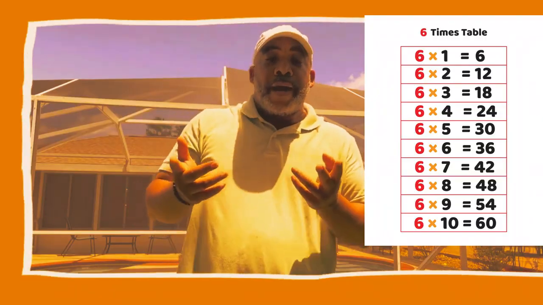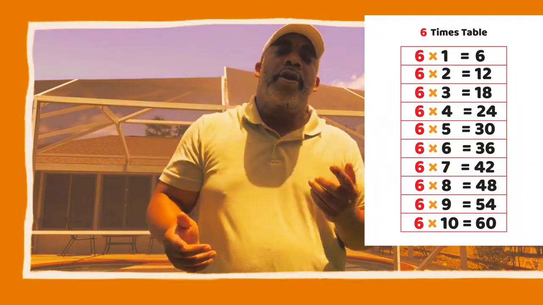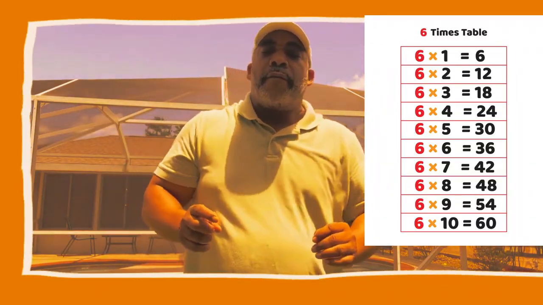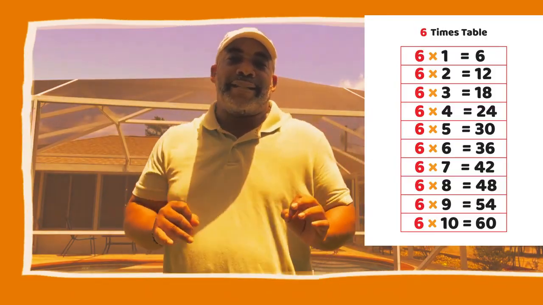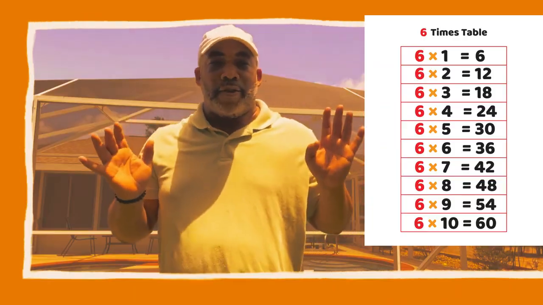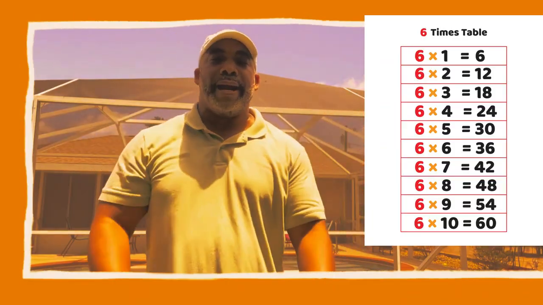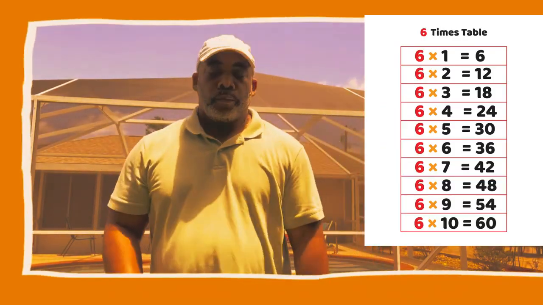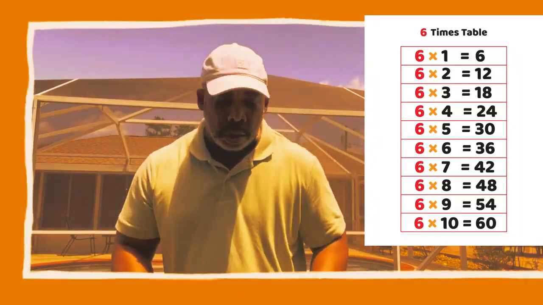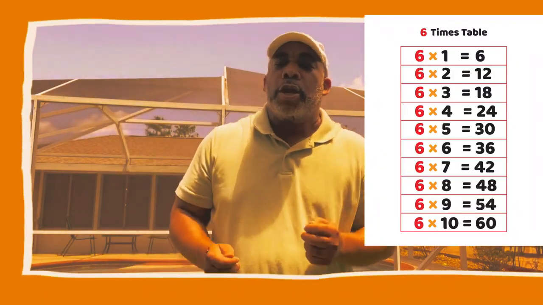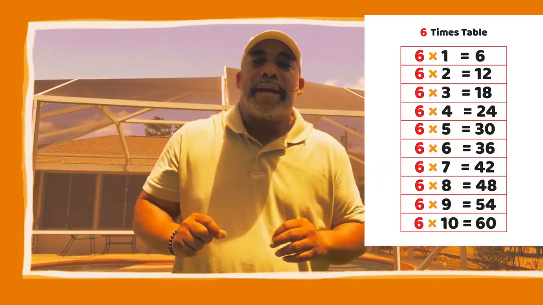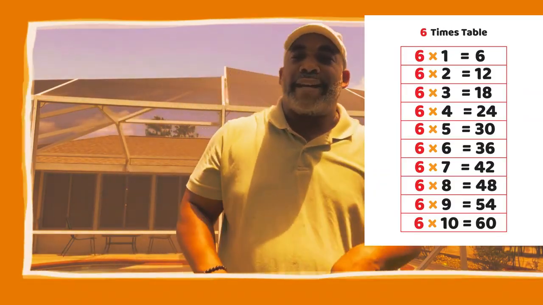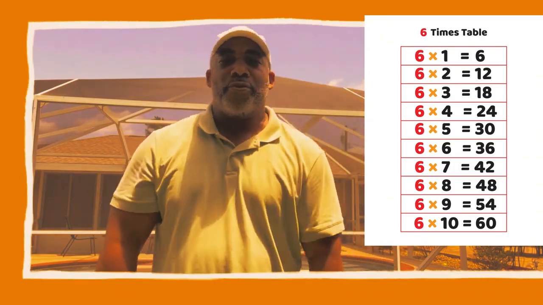6, 12, 18, 24, 30, 36, 42, 48, 54, 60, 66, 72. I say no more. All right, can we do that again? One more time. 6, 12, 18, 24, 30, 36, 42, 48, 54, 60, 66, 72.